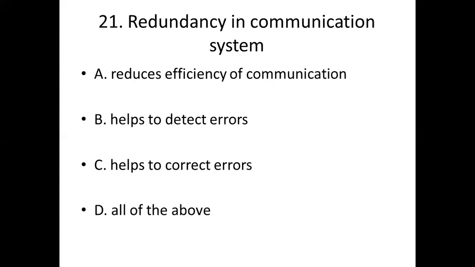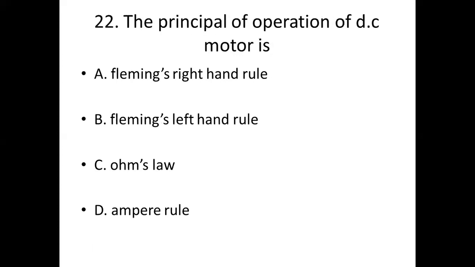Option D, all of the above. 22nd bit. The principle of operation of a DC motor is option A, Fleming's right hand rule. Option B, Fleming's left hand rule. Option C, Ohm's law. Option D, Ampere's rule. Answer guess cheyandi.